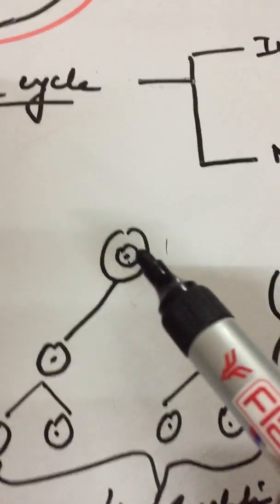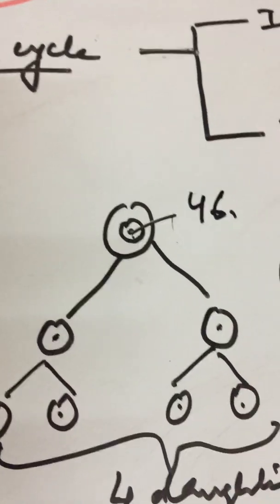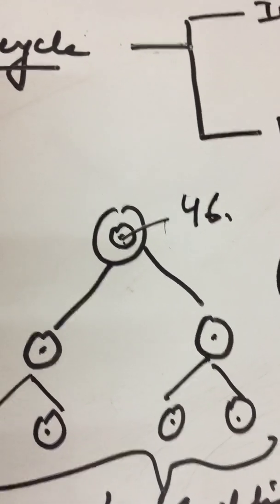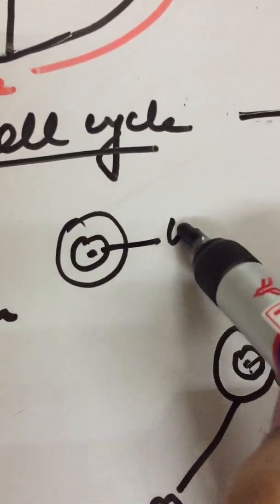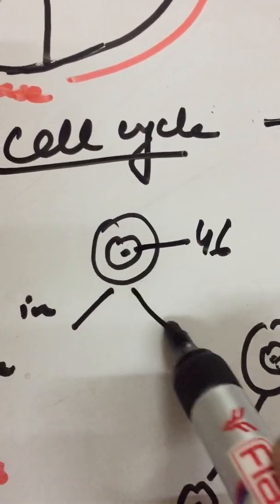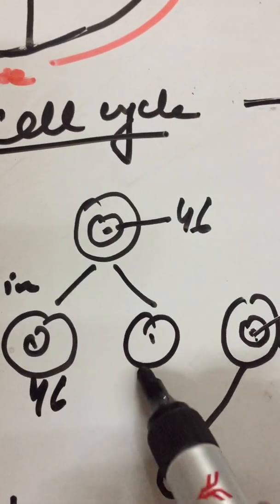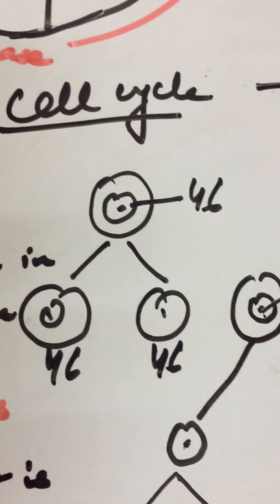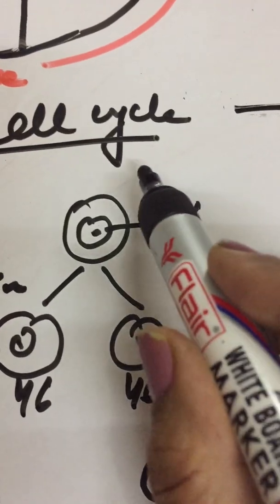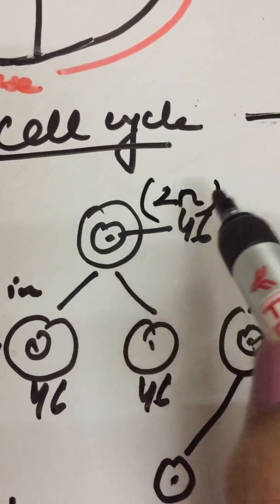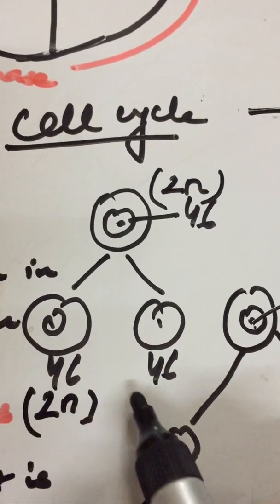Let's try to understand this. Say human body, our nucleus contains 46 chromosomes. So if we are talking of only mitosis in which one parent cell is there which has 46 chromosomes or 23 pairs, if it forms two daughter cells, they would also have same number of chromosomes, that is 46 or 23 pairs of chromosomes. Such a cell which has double set of chromosomes is called a diploid cell and is represented as 2n. It forms two daughter cells which are also 2n and 2n.